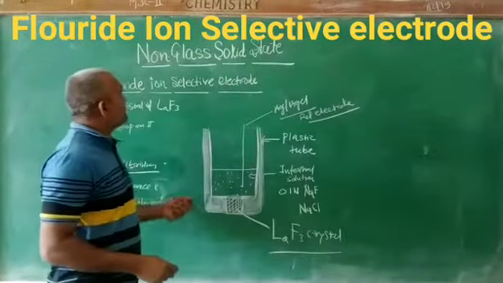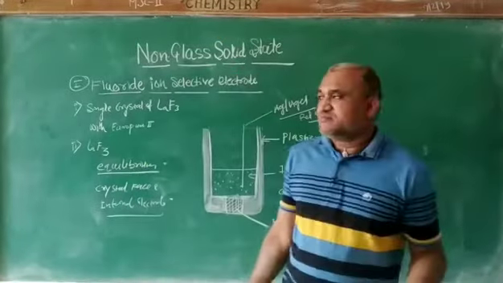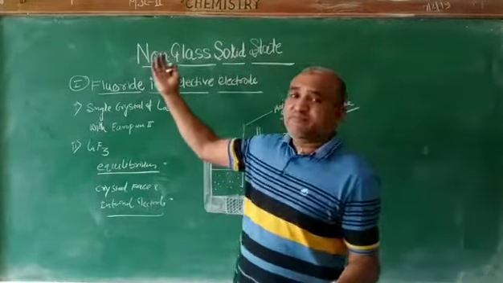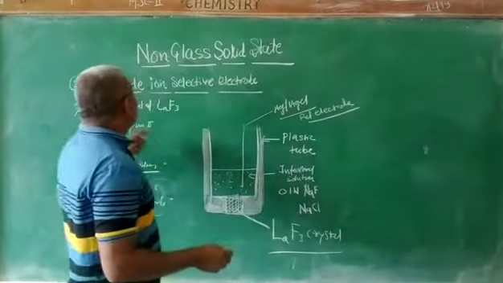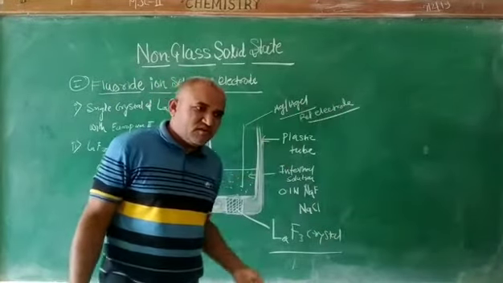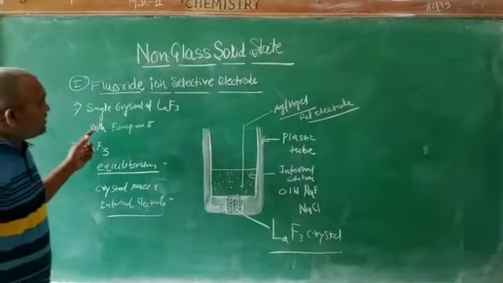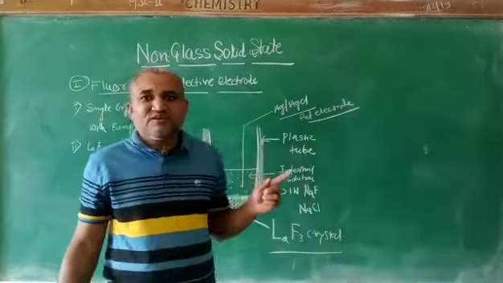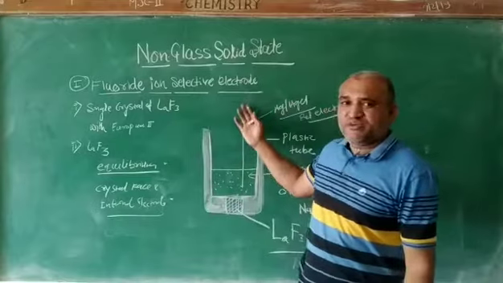We will see the ion selective electrode. The first type of ion selective electrode is the glass electrode. The second is the non-glass solid electrode. Today we will see the non-glass solid electrode. The first non-glass solid electrode is the fluoride ion selective electrode.